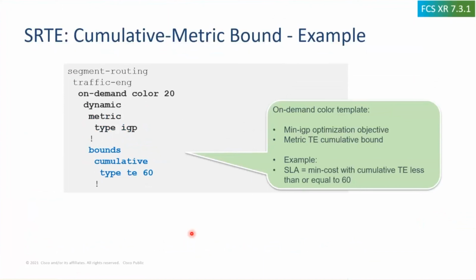In the next example, we show an ODN color template for color 20 that will be used for triggering on-demand SR policies. This time, we keep the same optimization objective of metric IGP, but we provide a cumulative bound of TE metric equal to 60. So the transport SLA of traffic matching this policy will be to minimize the cost with a cumulative TE value less than or equal to 60.